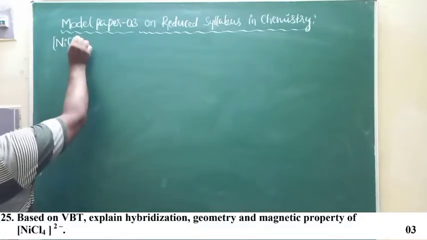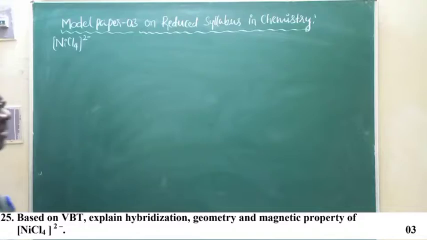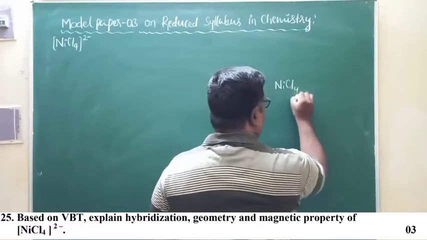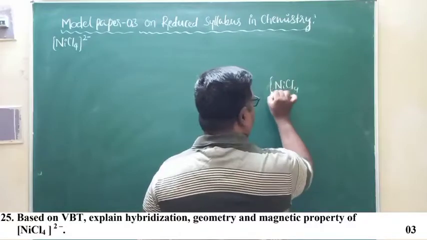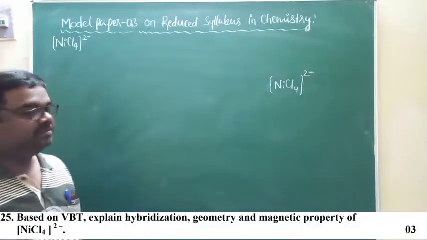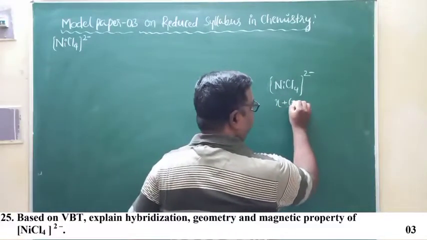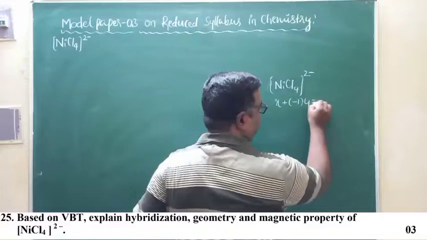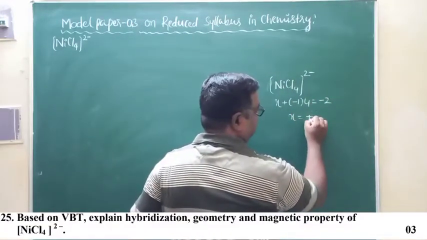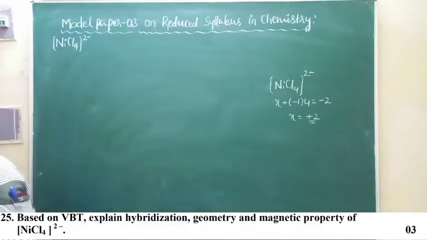The complex is [NiCl4]2-. First of all, you are supposed to decide the oxidation number of the central metal atom. Let the oxidation number of nickel be x. Chloride is -1 into 4. Total charge of the complex is -2. Therefore, x is equal to +2. This is the oxidation number of nickel in this complex.